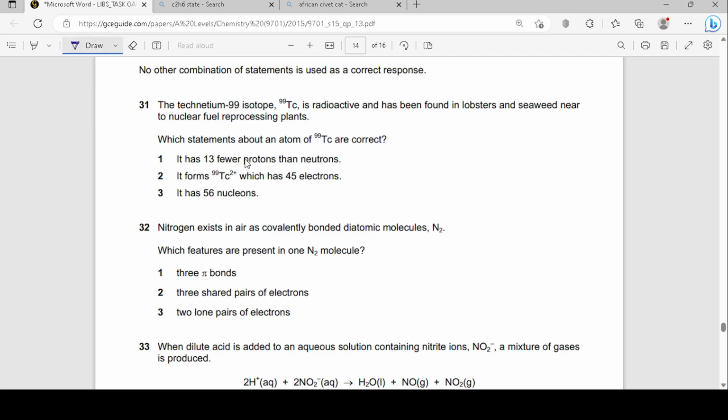Anyways, the technetium, how it's pronounced, isotope 99Tc is radioactive and has been found in lobsters and seaweed near to nuclear fuel reprocessing plants. Which statements about an atom of 99Tc are correct? Okay.